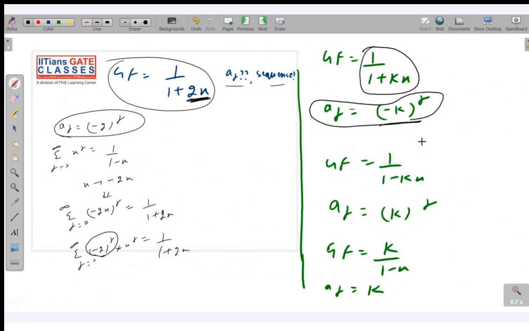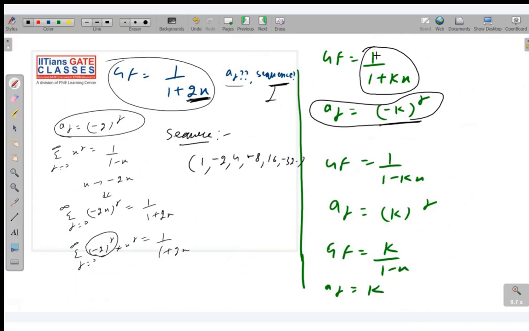Yes, please come again. The sequence for the previous ones will be positive and negative, like it's exponential. Okay, let me write it. Sorry for that, I forgot the sequence. So the sequence will be: when r is 0, it will be 1. When r is 1, then minus 2. When r is 2, it will be 4. When r is 3, it will be minus 8, and so on. Then 16, then minus 32, and so on. Odd power minus, even power plus.